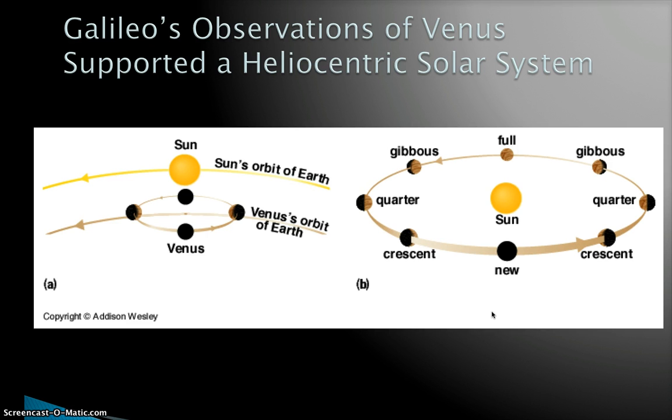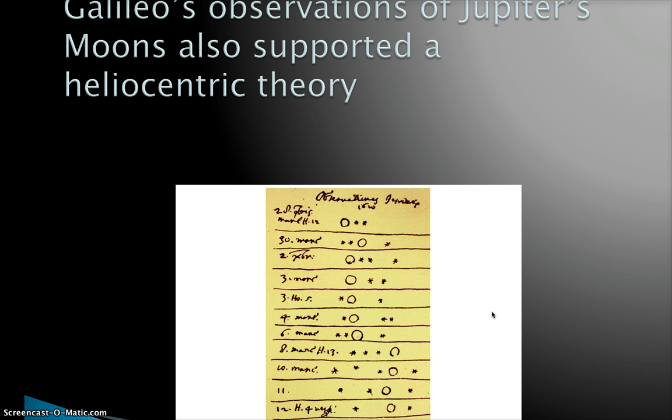Finally, you should take note that Galileo's observations of Venus and the phases that he saw of Venus also were supportive of a heliocentric solar system. And one last thing that Galileo did to contribute to this whole quest of our solar system: one of the things that ancient people found difficult to believe is that if the Earth moved, how could the moon orbit around the Earth? Why wouldn't it just get left behind?